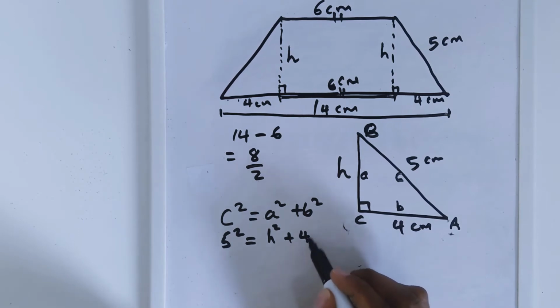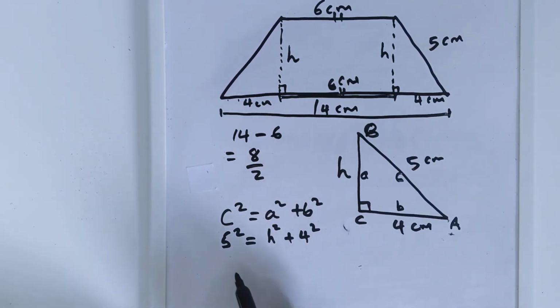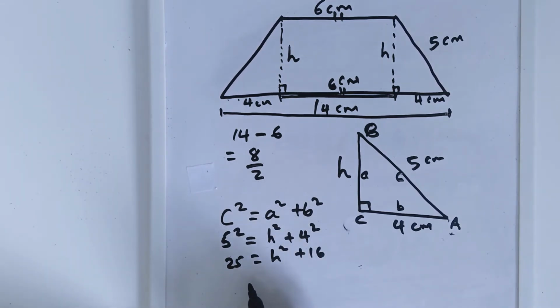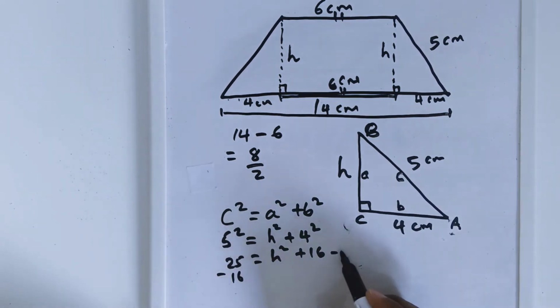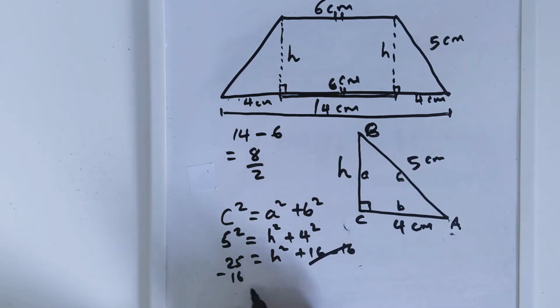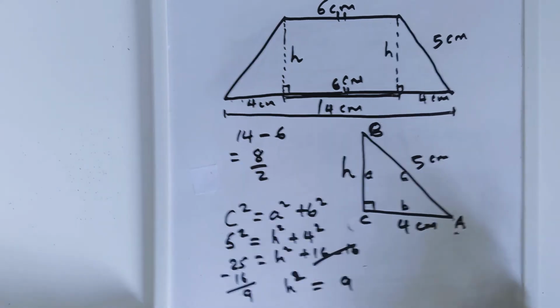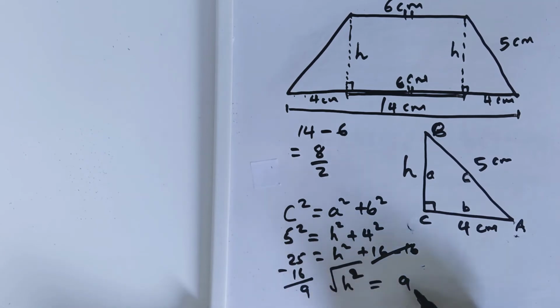B is the base, so it's 4 squared. That gives me 25 is equal to H squared plus 16. In order to find H only, we take 16 to the other side, so we subtract 16 from both ends. These two will cancel. This will give me 9. So H squared is equal to 9, but to find just H, you square root both sides. So H is equal to 3.